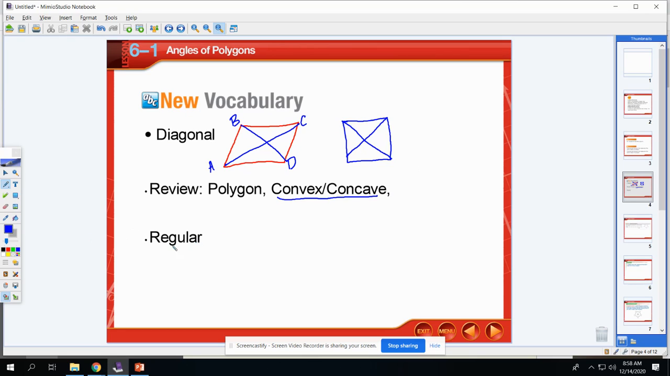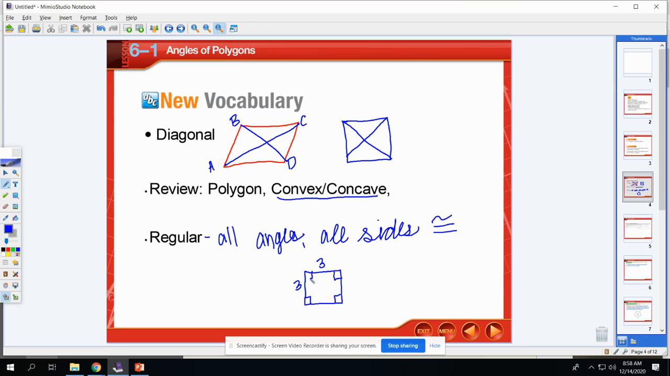Regular polygon. Regular polygon is when we have all angles and all sides congruent. Okay, so a perfect square here where we have all of the sides being the same, all of the angles being 90 degrees. That would be an example here of a regular polygon. A regular triangle would be an equilateral triangle, right, where all of the angles are 60, all of the sides are the same. So that's what a regular polygon is there.